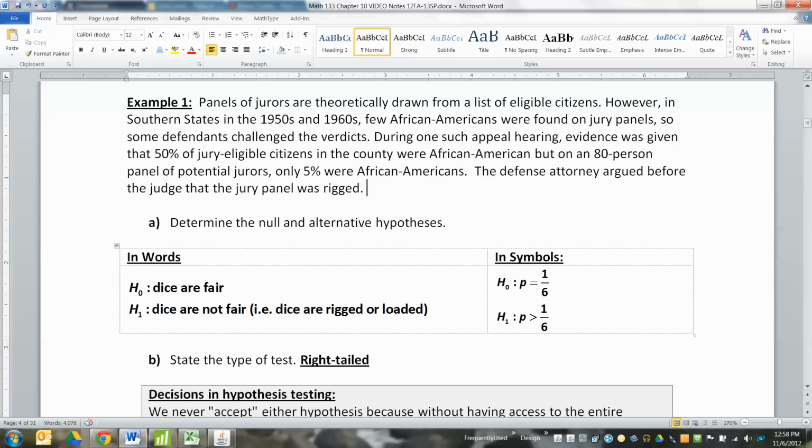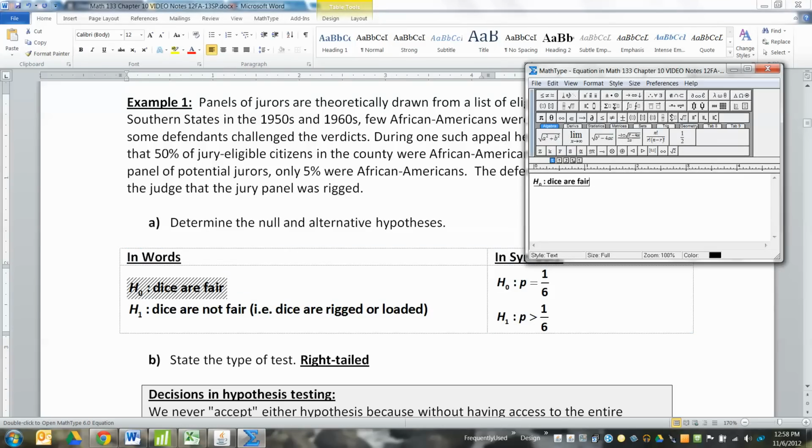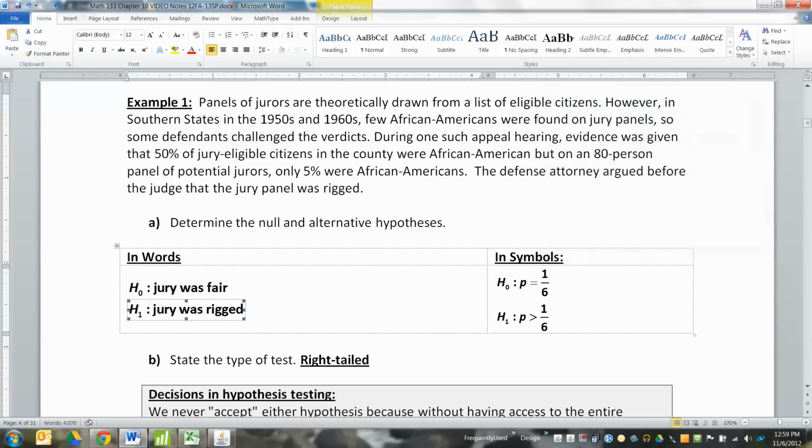So let's write out these hypotheses. And I know I didn't say it, but let's do it in both words and symbols. So for us, it's that the jury was fair, right? We assume when you look at, say, the news and they say, oh, so-and-so was convicted, you assume that so-and-so had a fair trial. So we assume the null hypothesis is that the jury was fair. The alternative to that is that the jury was rigged.